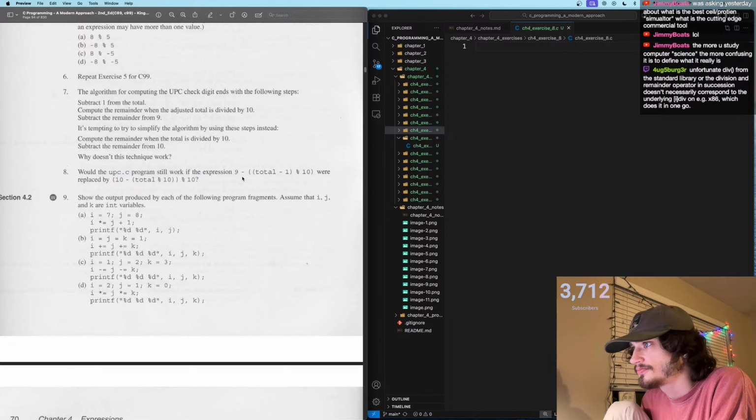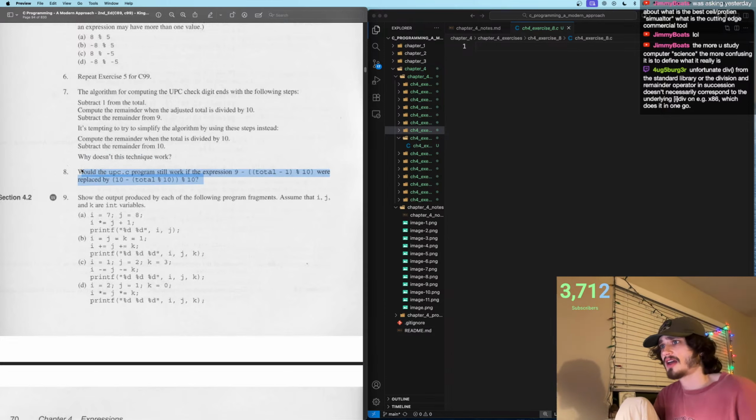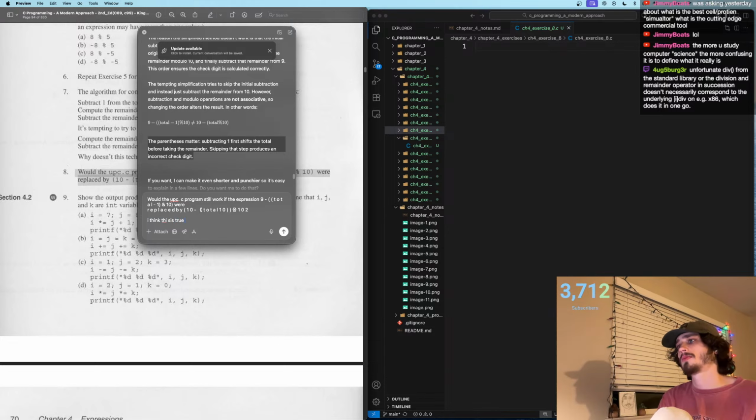Let's try 5. 5 minus 1 is 4. 4 modulo 10 is 4. 9 minus 4 is 5. 5 modulo 10 is 5. 10 minus 5 is 5. 5 modulo 10 is 5. Yes, I think it would. I think this is true. I tried 5 and 10 for the total, and both are equal.